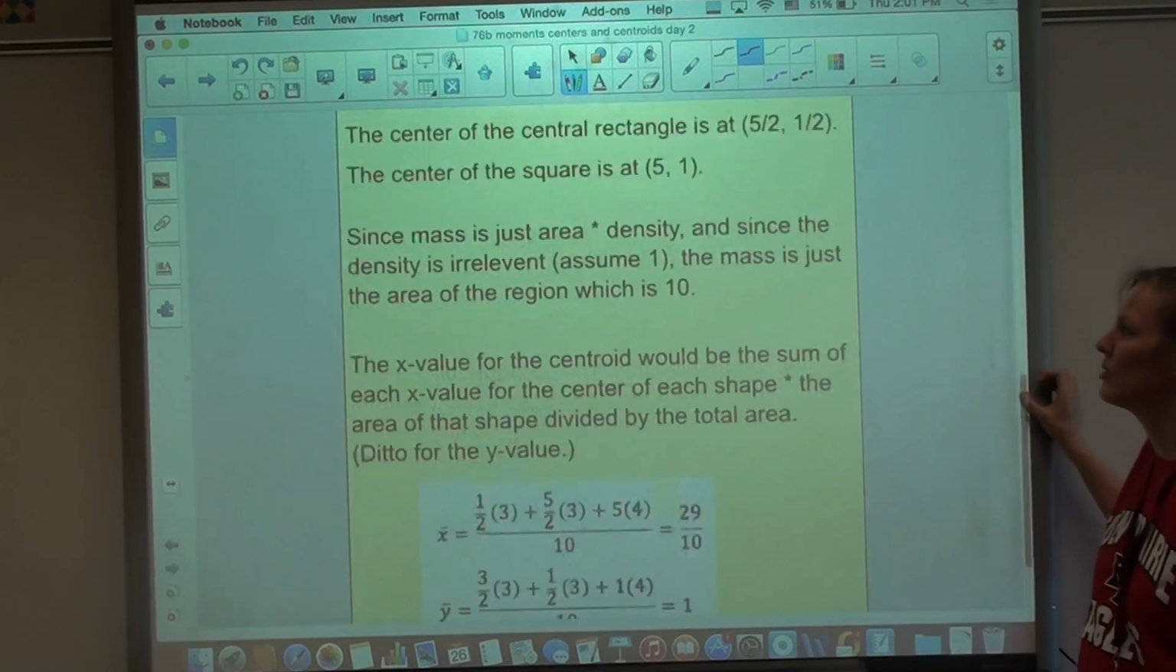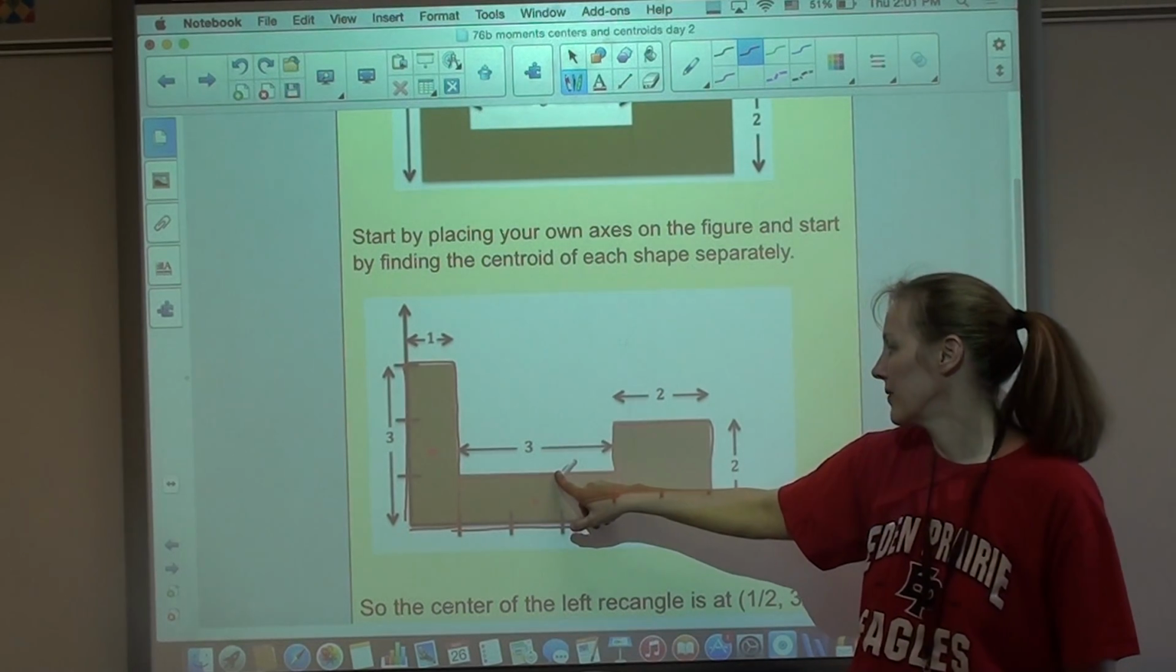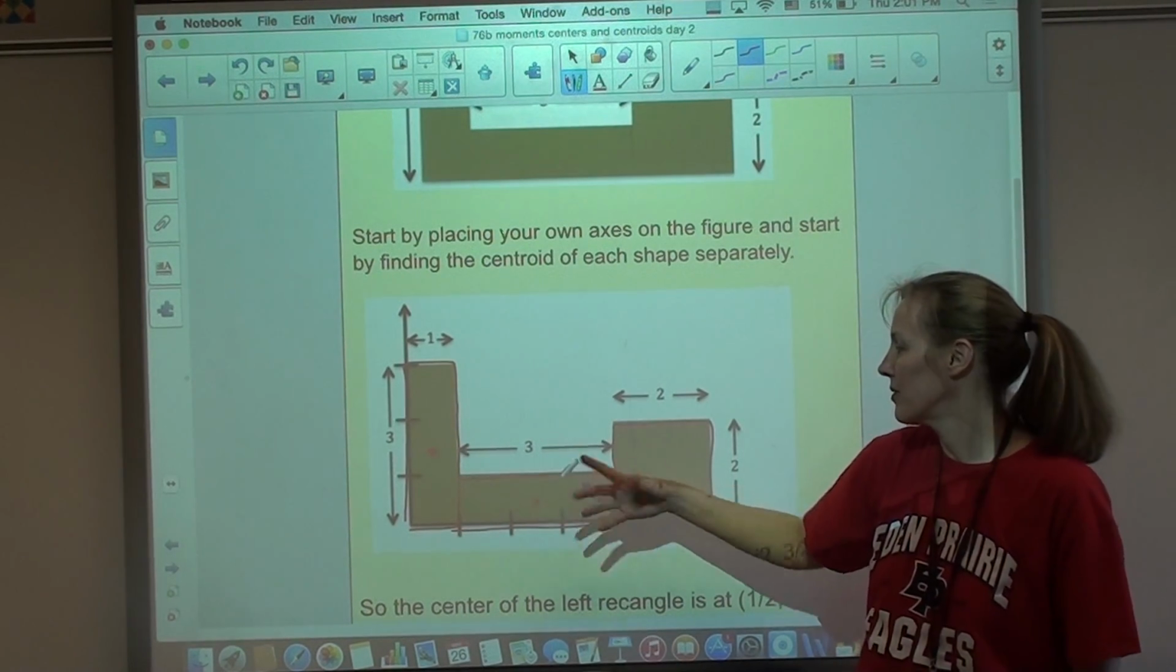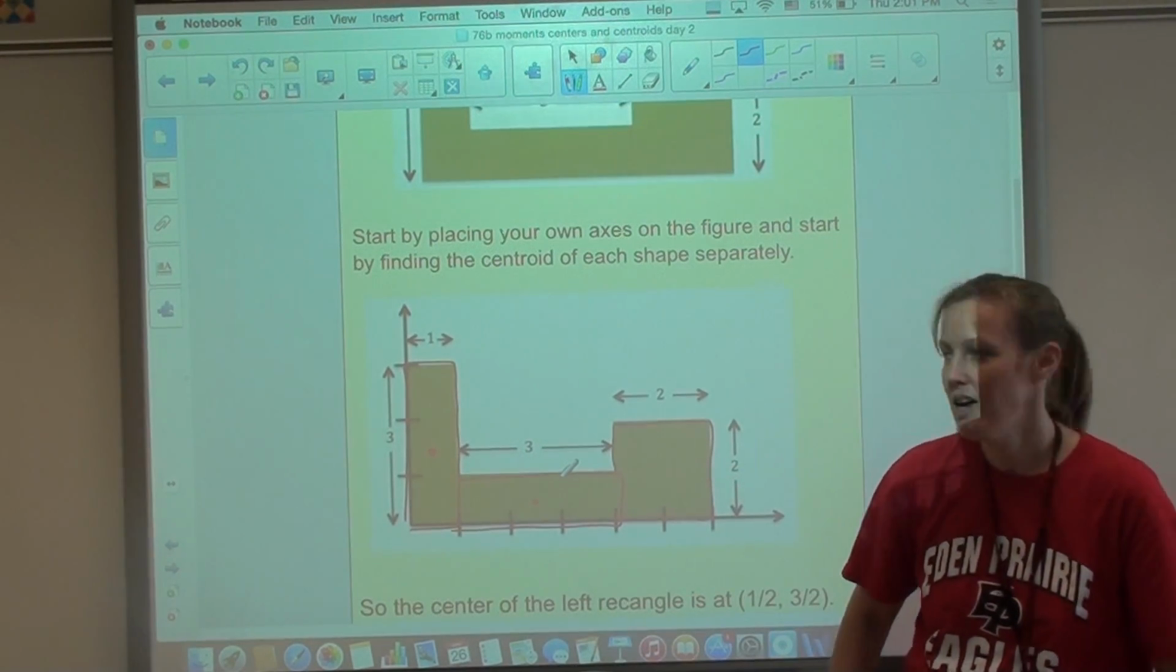So our center of mass for this region would actually be right around here, which kind of makes sense, right? If you put that thing on a seesaw. Yes, all right.